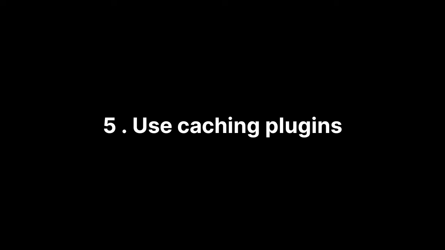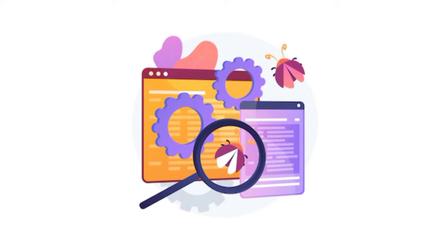5. Use caching plugins. One of the best ways to increase your website's performance is by using caching plugins. These plugins store compiled code on your server, so it can be accessed more quickly from subsequent requests. This will improve the loading time of your pages and help to reduce traffic congestion on your web server.